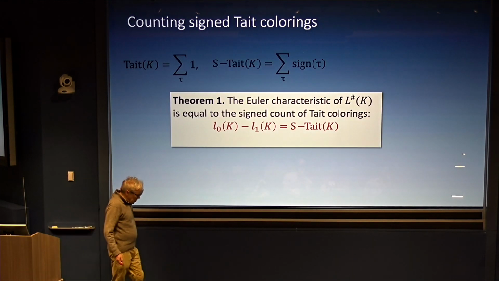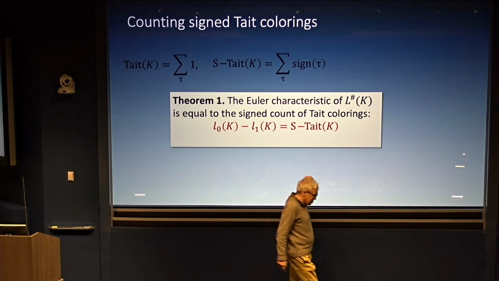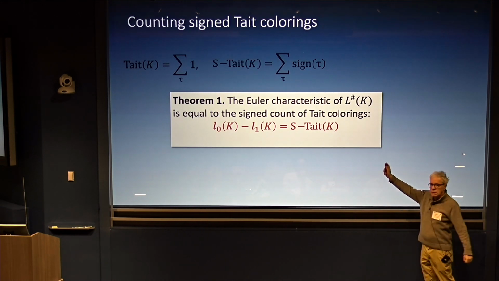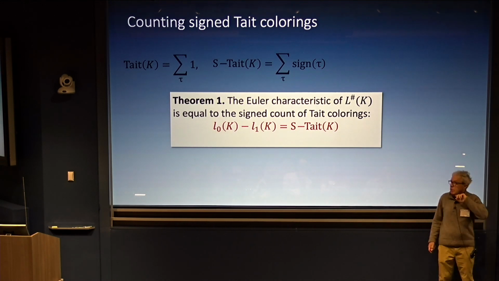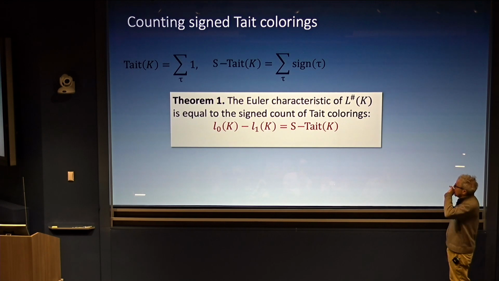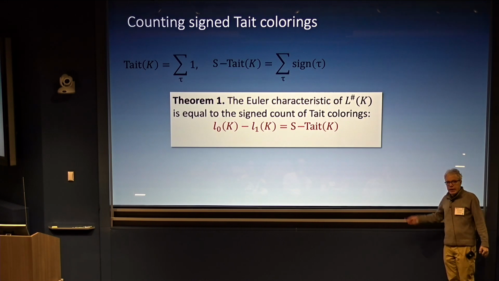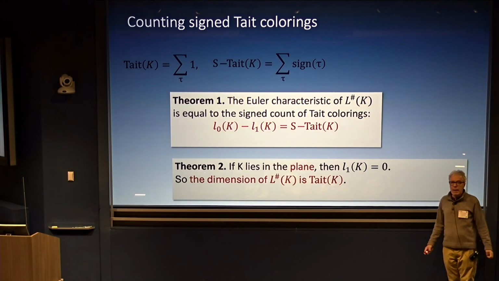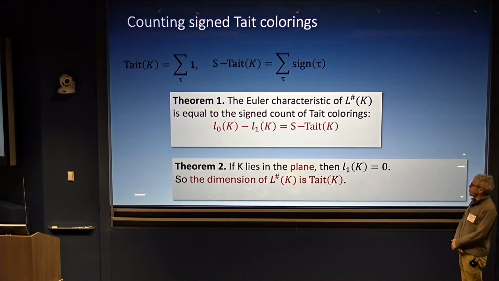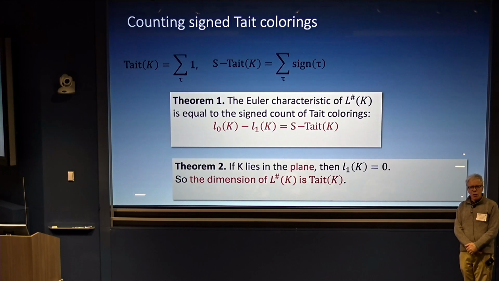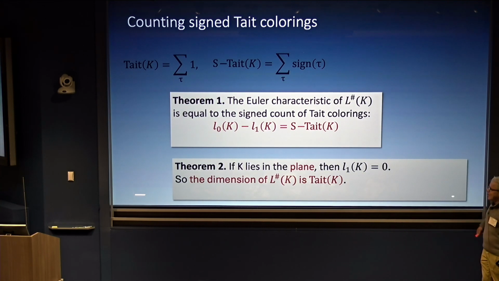So going back, I was asking what is the Euler number of L sharp of K, and this is the answer. It's the signed count of Tait colorings. So that's the first connection between L sharp and Tait colorings. There's another connection here. I was just looking at the clock to see if I've used 40 minutes or I've got 40 minutes left. I think it's the latter.